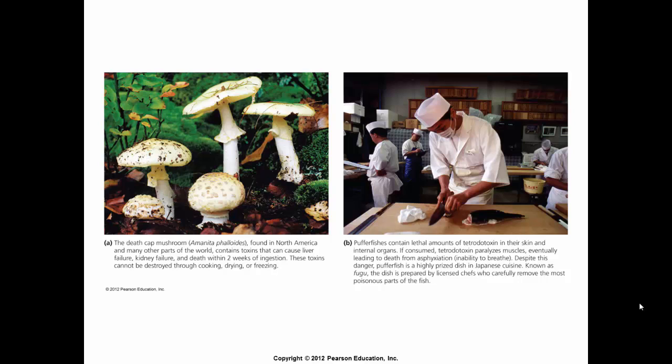Puffer fish contains lethal amounts of a toxin in their skin and internal organs. If consumed, this toxin can paralyze muscles, eventually leading to death, inability to breathe. Our diaphragm is just a muscle. Despite this danger, it's a highly prized dish in Japanese cuisine.